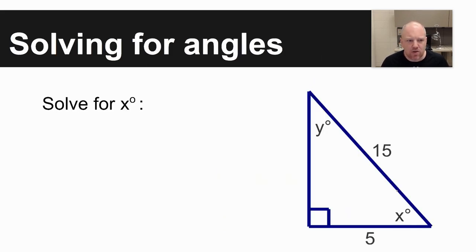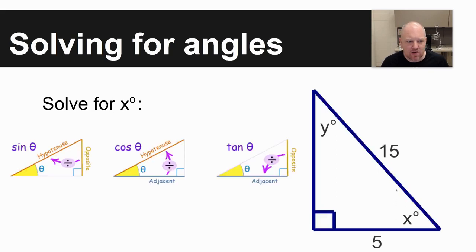Solving for angles: if you're solving for angle x here, the first step is to identify what you're given. In this case, we're given two different sides, 5 and 15, that are circled here. Next, I figure out what sides these numbers are. The 5 is touching the angle, and it's not the hypotenuse, so that's the adjacent side. The 15 is the longest side of the triangle, opposite your 90-degree right angle, and so that is your hypotenuse.